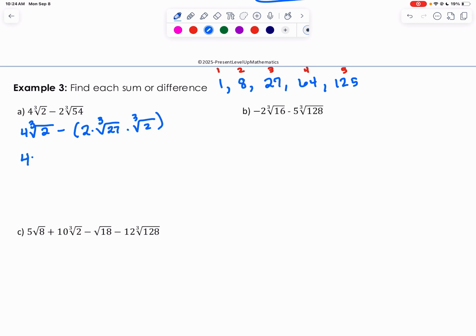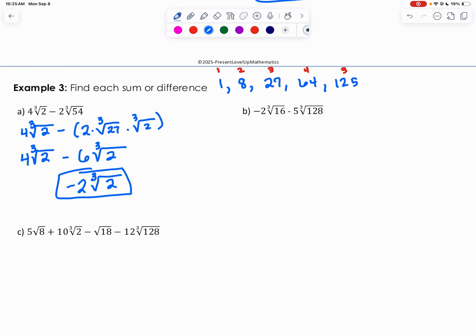So 4 cube root 2 is already broken down. And then I'll break this down. Cube root of 27 is 3. 3 times 2 is 6. So 6 cube root 2. So 4 minus 6 would give us negative 2 cube root 2 as our final answer. All right, let's try another perfect cube problem.